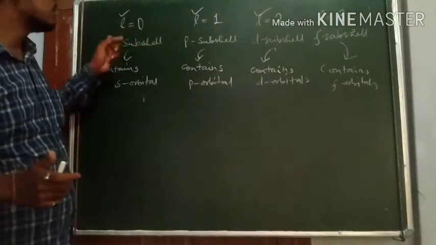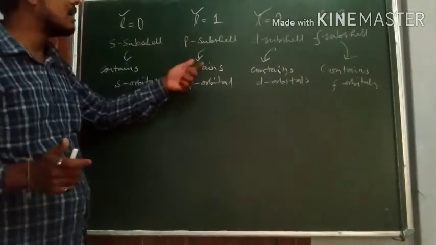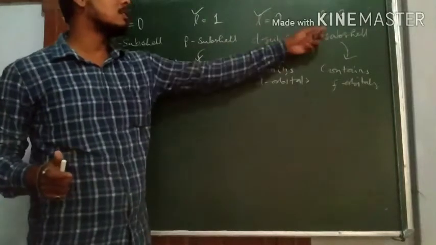When L equals 0, we get the S subcell. When L equals 1, we get the P subcell. When L equals 2, we get the D subcell. When L equals 3, we get the F subcell.